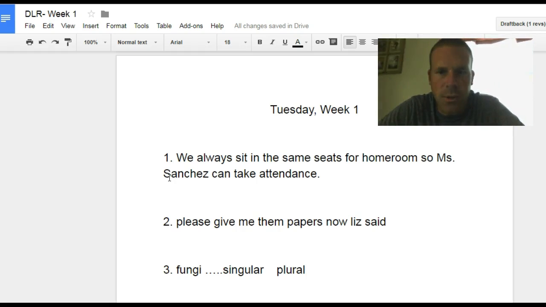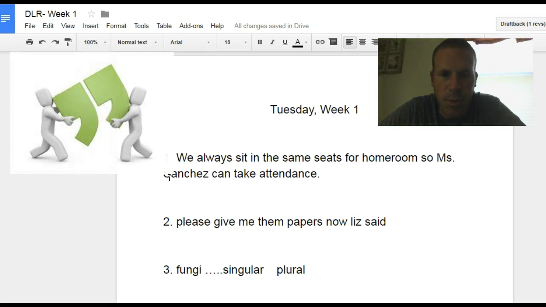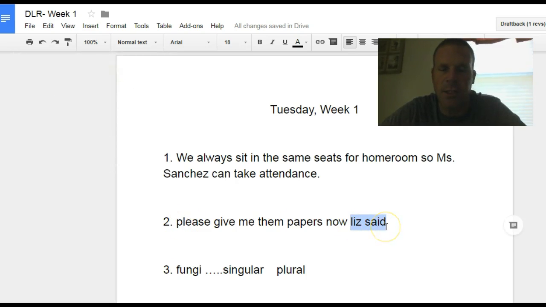Now, number 2 starts with quotation marks. Please give me them papers now, Liz said. I'm going to show you how to put these quotation marks in, but I'm not going to make that the focus for the week quite yet, because that takes a little time to understand. So we're just simply going to fix this. What I have highlighted right now is Liz said. And that is what we call the speaker tag. Whatever tells who is talking, that's considered your speaker tag.